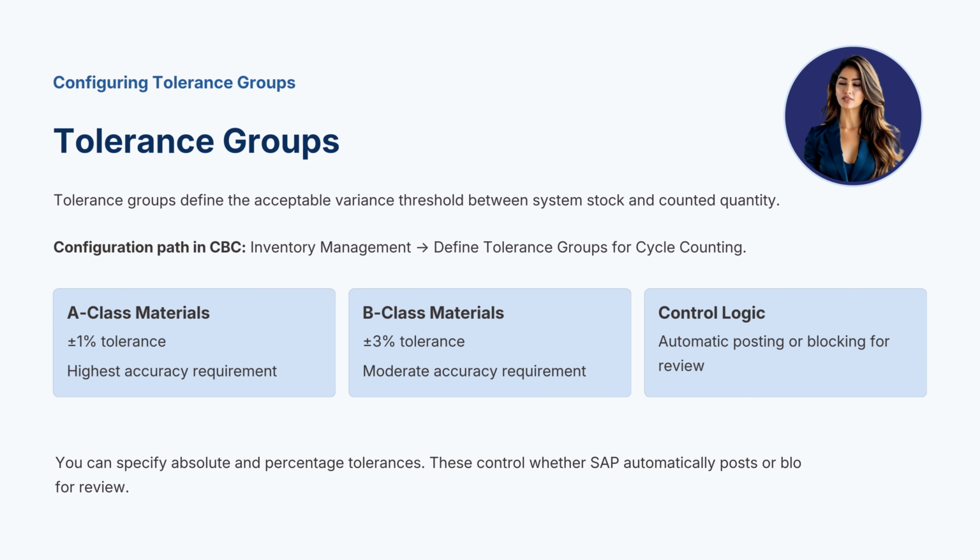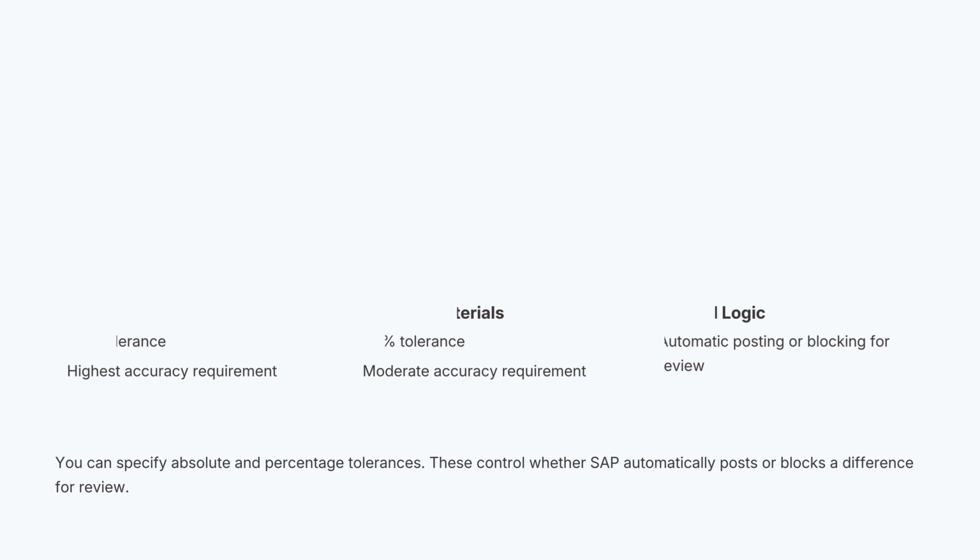Configuring tolerance groups. Tolerance groups define the allowable difference between system quantity and counted quantity before management review is needed. Navigate in CBC to Inventory Management, define tolerance groups for cycle counting. You might define a 1% tolerance for A-class materials and up to 5% for C-class. SAP enforces these rules at posting time, preventing unauthorized adjustments that could distort financial data.